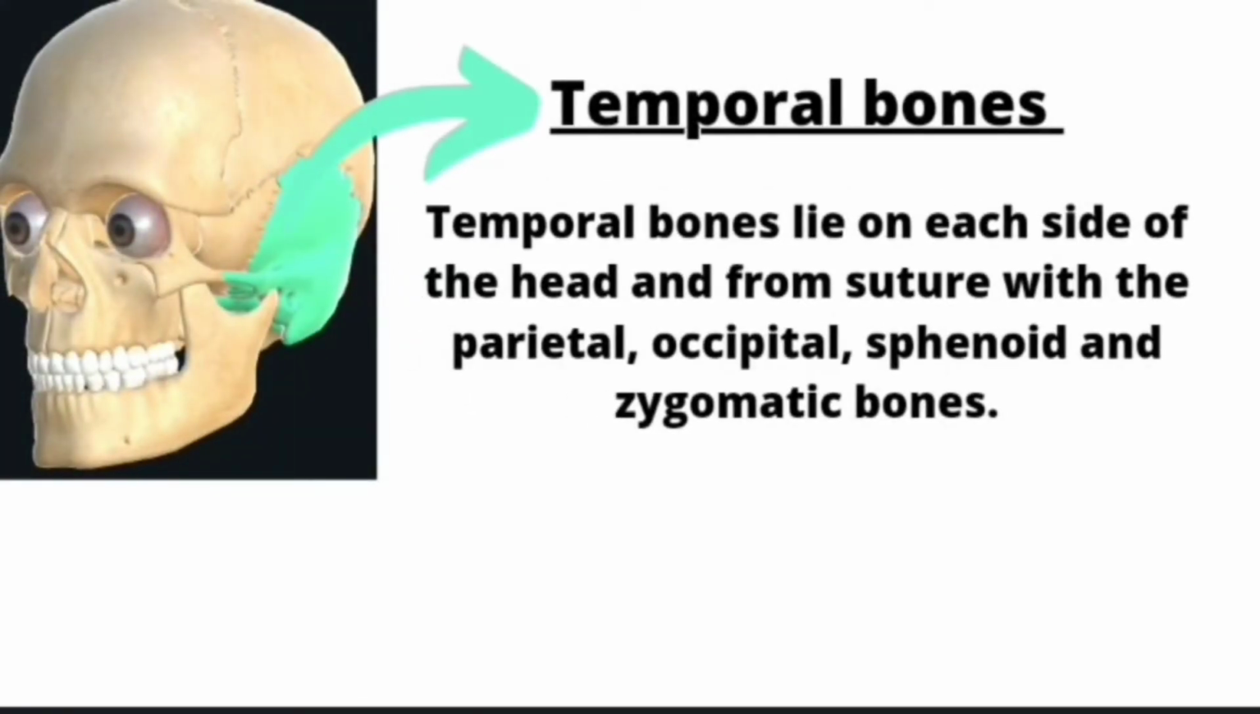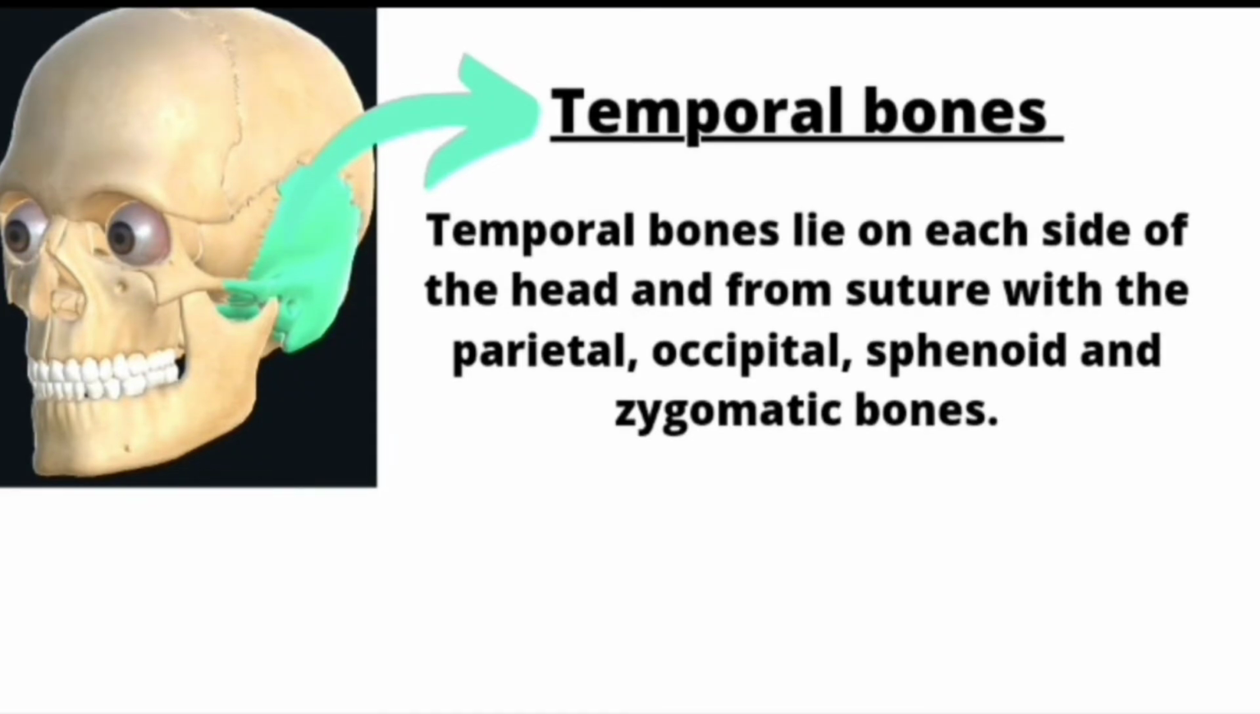Temporal bones. The temporal bones lie one on each side of the head and form sutures with the parietal, occipital, sphenoid, and zygomatic bones. The squamous part is the thin, fan-shaped area that articulates with the parietal bones. The zygomatic process articulates with the zygomatic bone to form the zygomatic arch, the cheekbone. The temporal bone articulates with the mandible at the temporomandibular joint, the only movable joint of the skull.